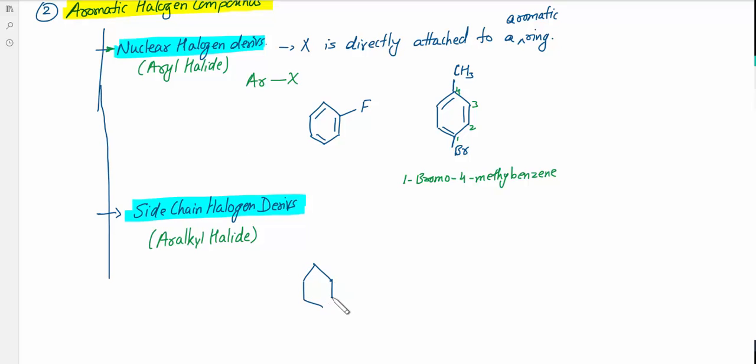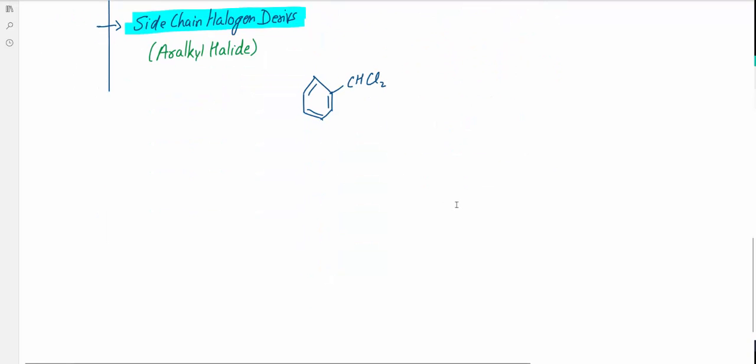So the examples will include a compound like this, say a benzene ring, and in that ring, take a little complex example, that is CHCl2. So this is a dichloro derivative of the benzene ring, but the chlorine is not directly connected to the ring. So now how are we going to name it?